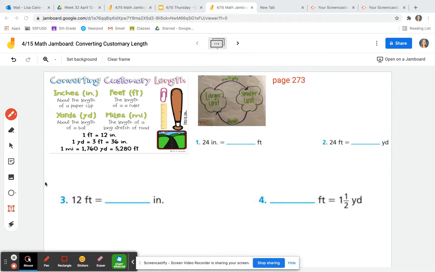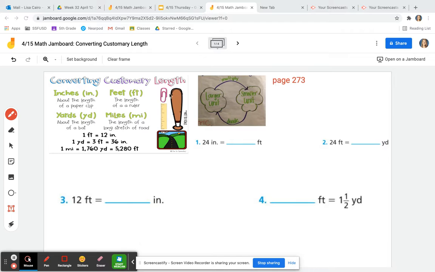This is math lesson 8-4. We're going to be converting using customary lengths. These are the lengths that we use in America. And you're going to need a few materials out. You're going to have your book open to page 273, your math activity book.